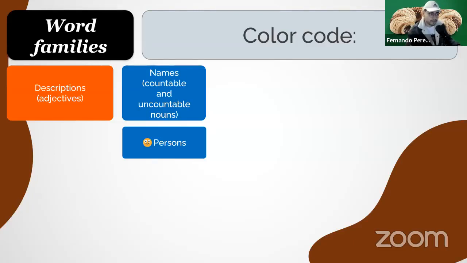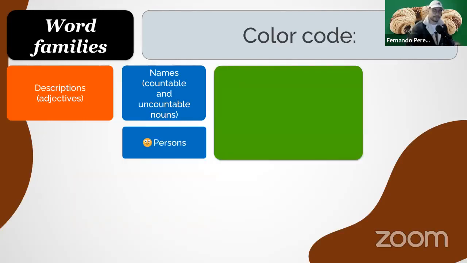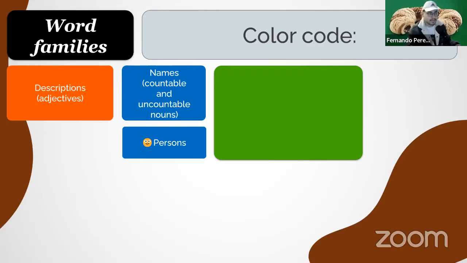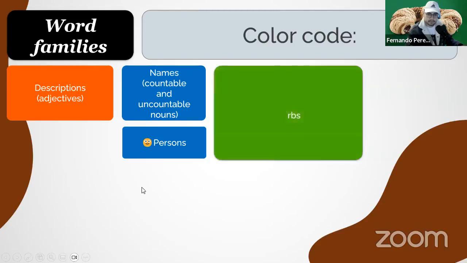Later, we saw color green to identify what? Verbs. Correct. This was easy because we started studying verbs in past, in present, etc. All the verbs will be identified with color green.